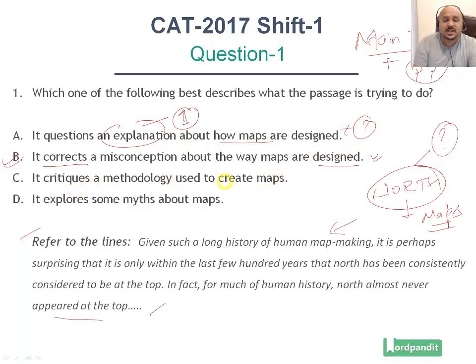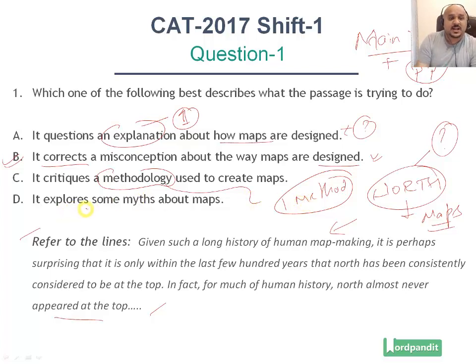It critiques a methodology used to create maps. On similar grounds, does it critique one single method of how maps were created? It does not do that. It picks up different ways of map creation, finds faults with a lot of those methods. It finds fault with Columbus's method, it finds fault with the Chinese method. So it picks up different ways in which maps were created, right?